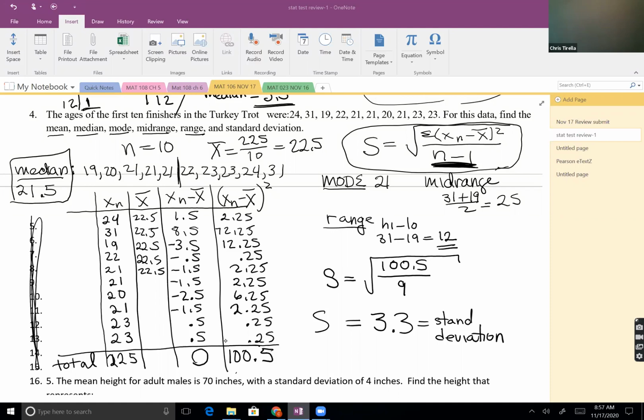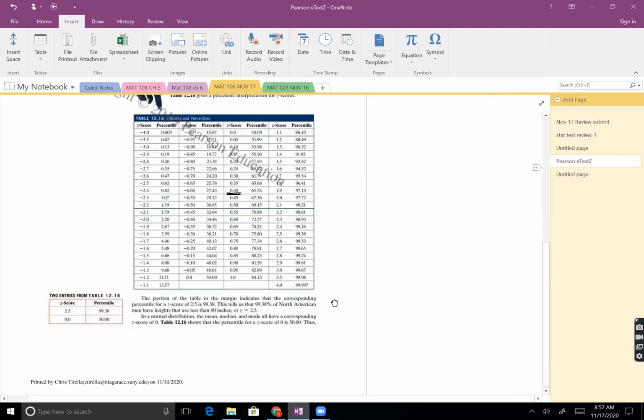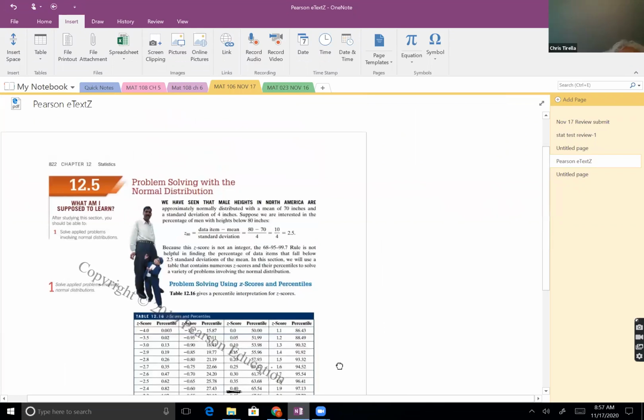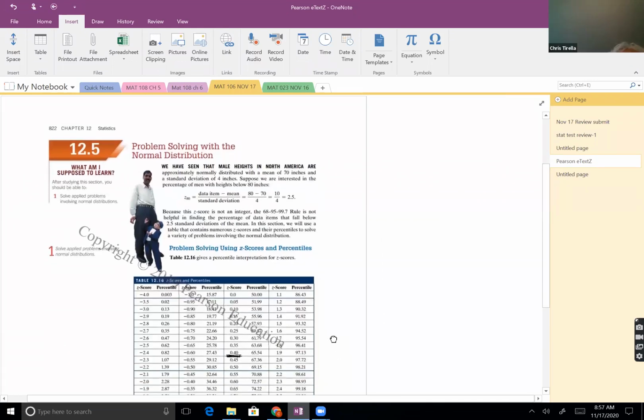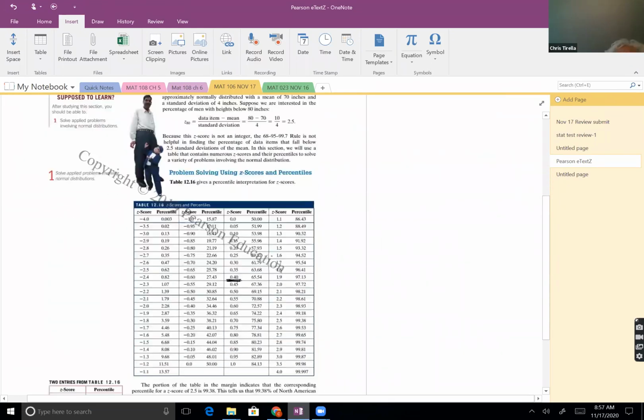It's actually, let me take that back for a minute. Give me a second. Okay. Yeah, I keep getting 16. It's on page, in the e-text, it's on page 822. Thank you.